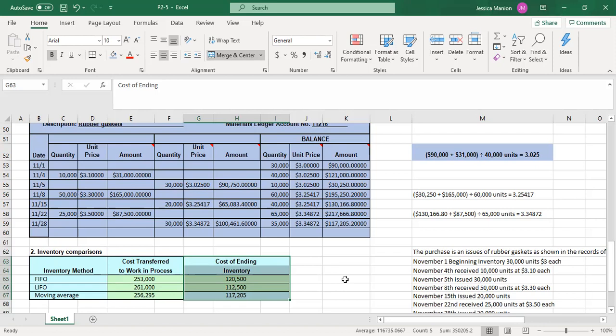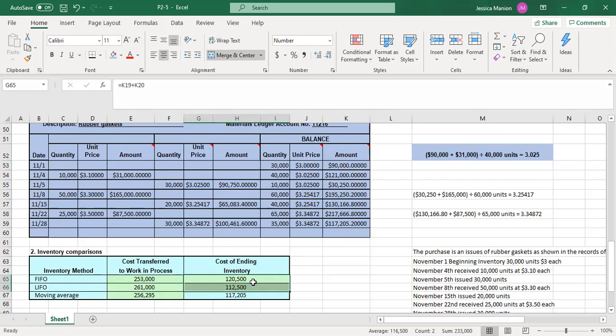Number four, when prices continue to rise, what is the effect of FIFO versus LIFO on the inventory balance for materials reported in the balance sheet? So, you know, in this problem, we had prices that were rising, right? And we see with the inventory methods between FIFO and LIFO that FIFO has the higher ending inventory because it's the newer or newly purchased units that are in ending inventory. LIFO has the lower cost of ending inventory because it's the older goods.